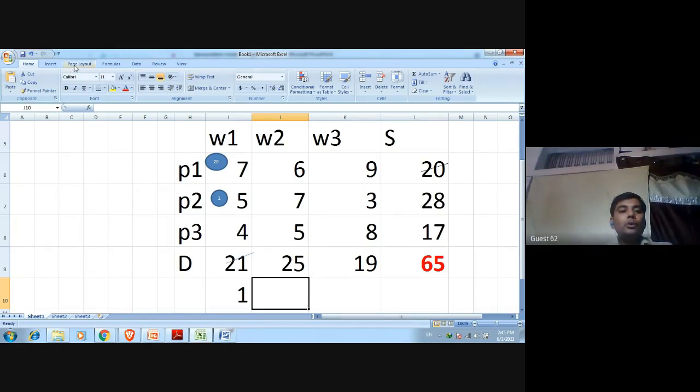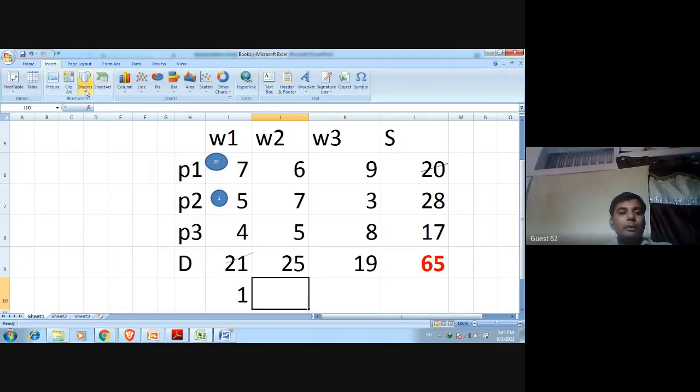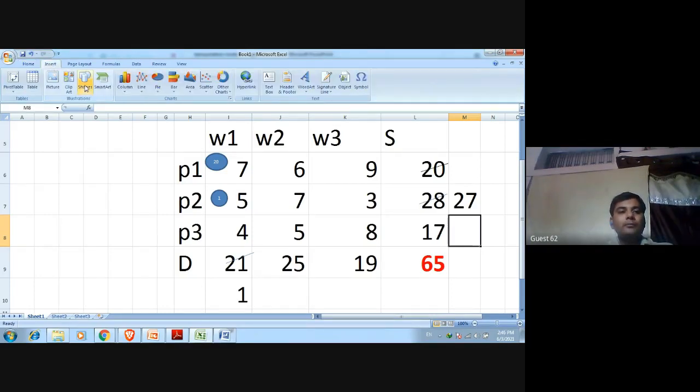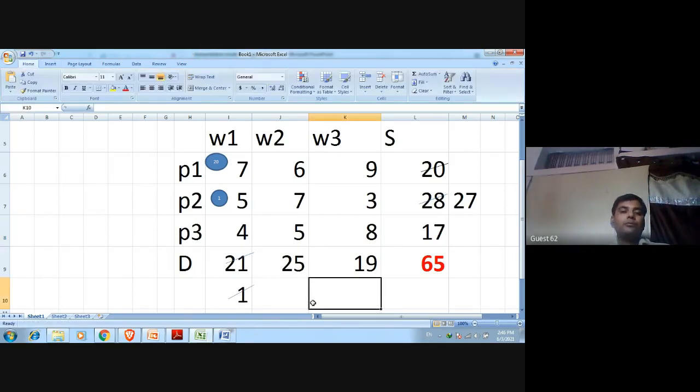That is 27, because 1 unit it supplies to the warehouse W1. So how many left here? 27. Okay, this 27 is left. Now requirement of W1 has been fulfilled, so we will also cancel out this one. Okay, now again go ahead.